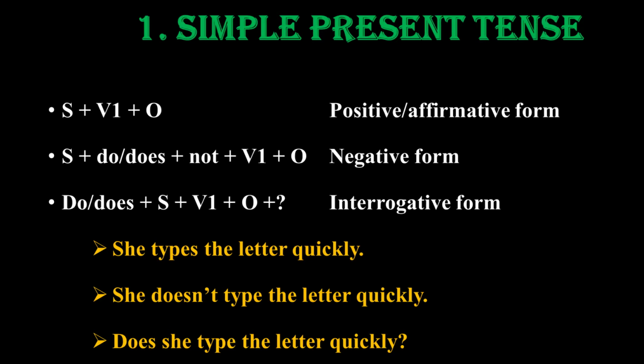Look at these examples. She types the letter quickly. She, subject, types, V1 for third person singular. The letter, object, quickly. Now what is the negative? She doesn't type the letter quickly. Does plus V1. Doesn't type, not types. Interrogative. Does she type the letter quickly?